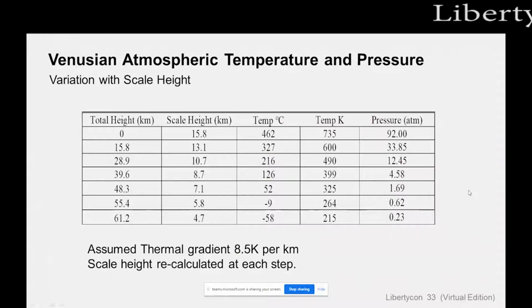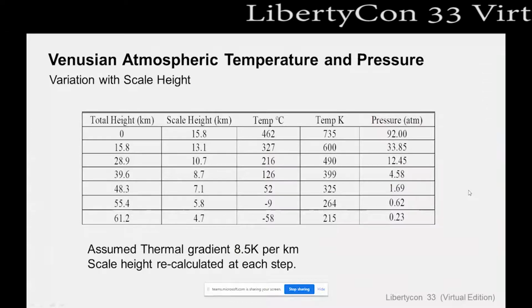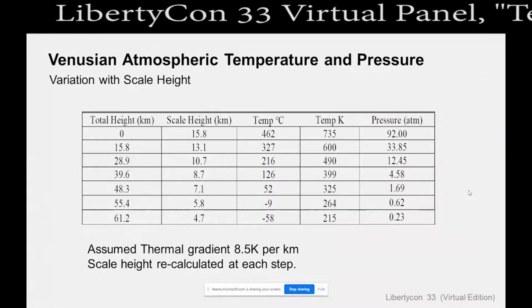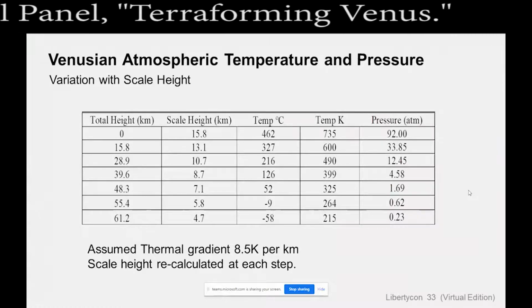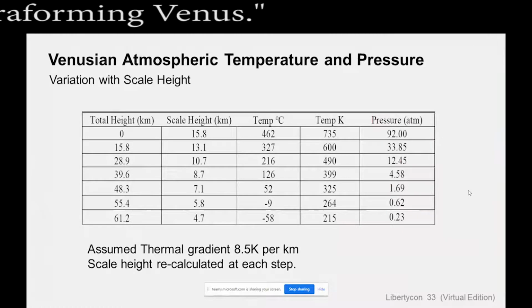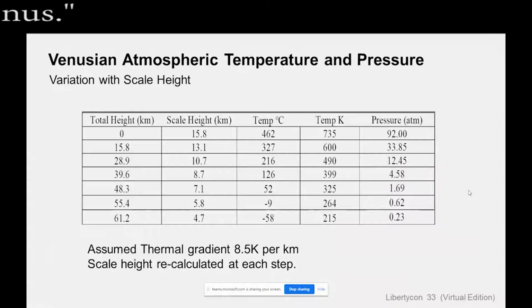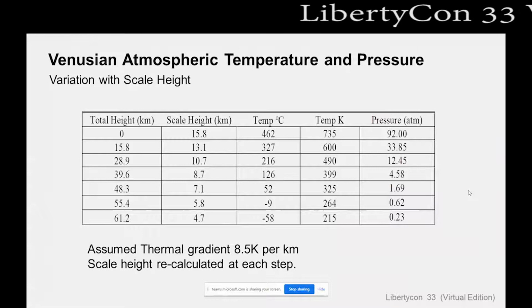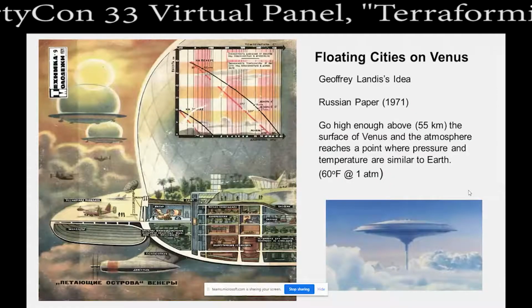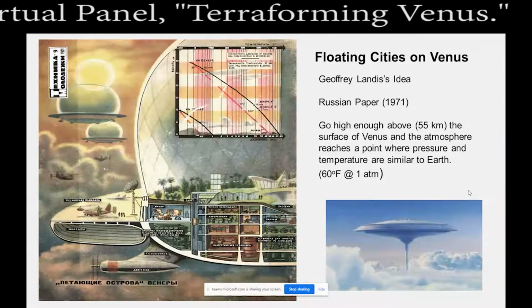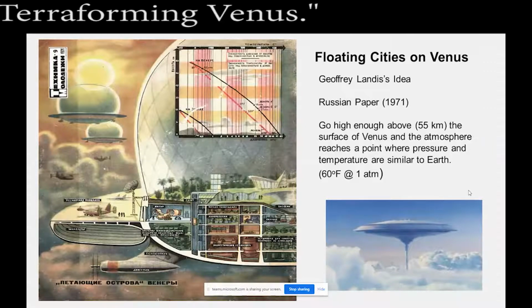So again, I think it was Geoffrey Landis who said that the problem with Venus is not that the surface is too hot, but that the surface is too low. If we could raise it up 50 kilometers, we would have actually very Earth-like conditions. Now, it would still be CO2, but it would be a lot better than what we have now. And this suggests the idea of floating cities on Venus.